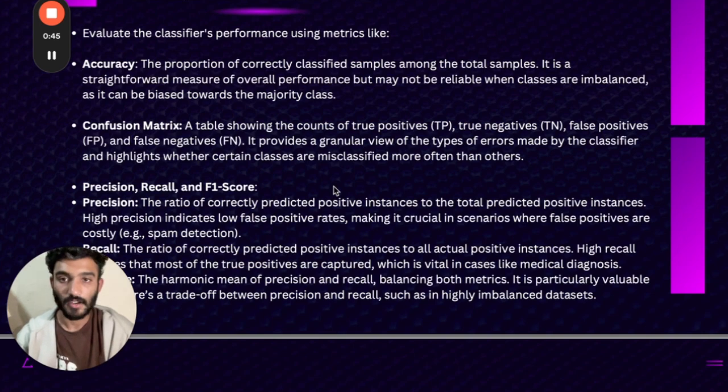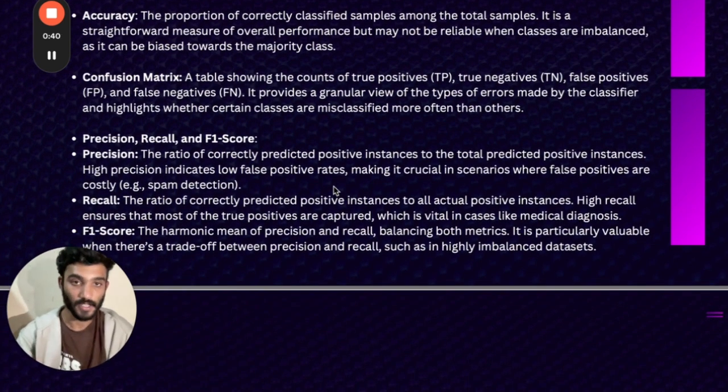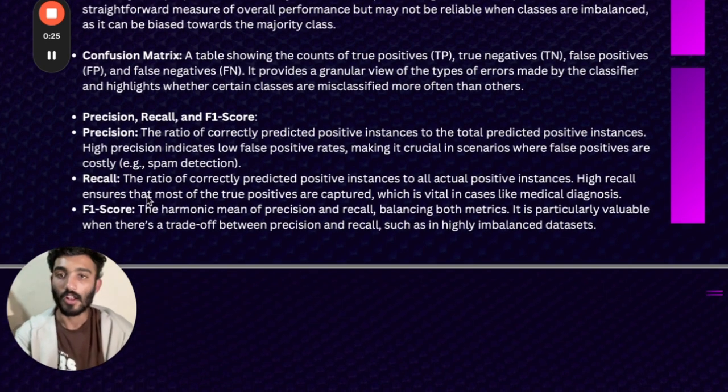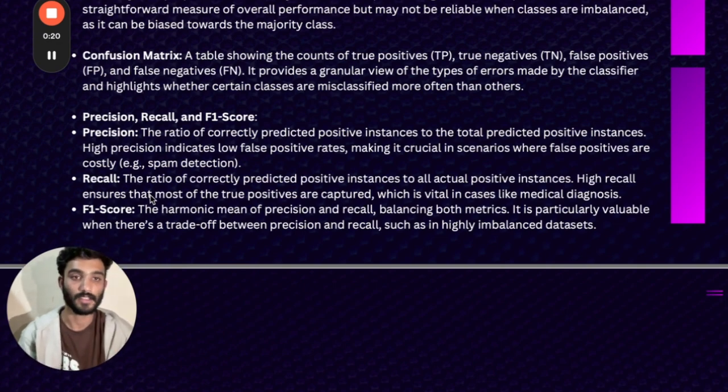Next, precision, recall, and F1 score. Precision, the ratio of correctly predicted positive instances to the total predicted positive instances. High precision indicates a low false positive rate, making it crucial in scenarios where false positives are costly. Example, spam detection. Now, recall, the ratio of correctly predicted positive instances to all actual positive instances. High recall ensures that most of the true positives are captured, which is vital in cases like medical diagnosis.